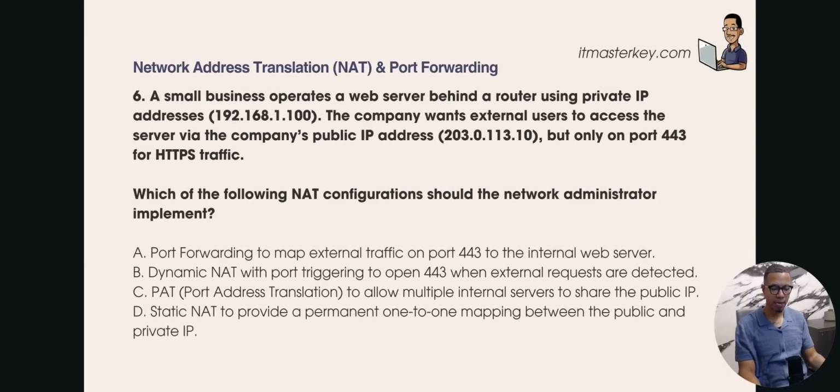A small business operates a web server behind a router using private IP addresses 192.168.1.100. The company wants external users to access the server via the company's public IP address 203.0.113.10, but only on port 443 for HTTPS traffic. Which of the following NAT configuration should the network administrator implement?